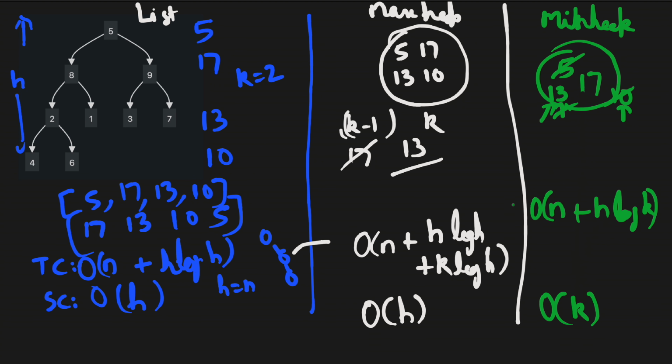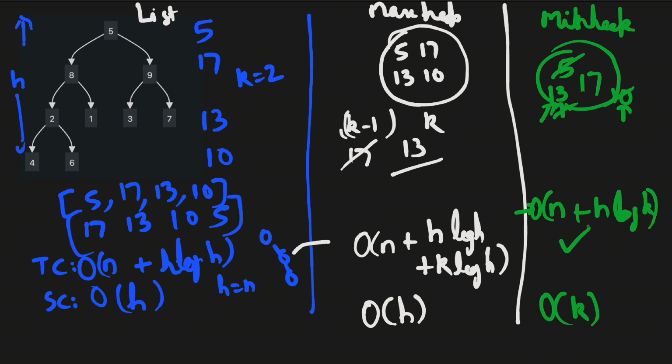If we compare this approach to the previous two approaches, in the worst case h can be equal to n. So the time complexity here will be O of n log k, which is still better than the previous approaches where the time complexity was O of n log n in the worst case. The space complexity is also really nice because it is O of k instead of O of n in the worst case. So we prefer this approach.